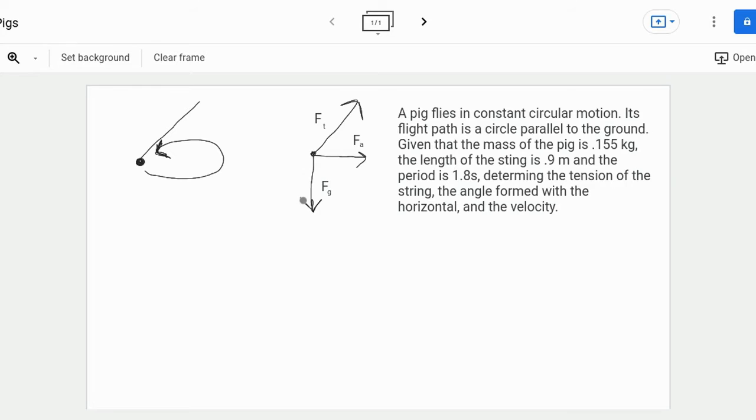So we have a force of gravity, which as always just points straight down. We have a force of tension, which is the tension from the string, which acts upon the pig. And we also have this centripetal acceleration, which is what causes the motion to be circular.